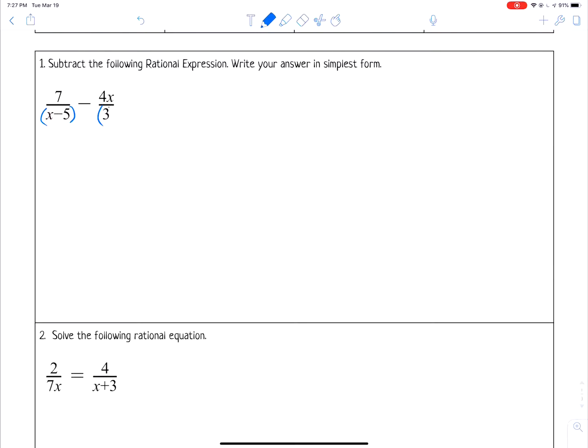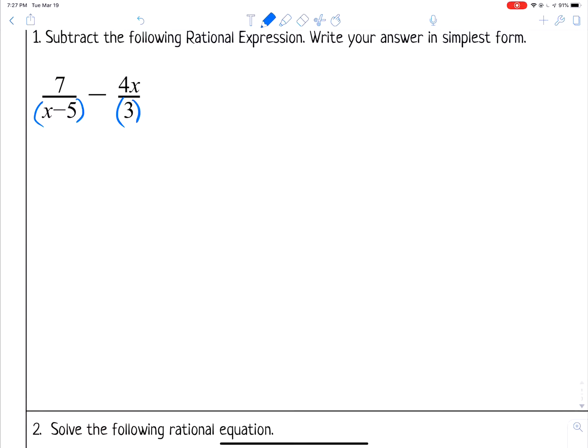So the least common denominator needs to include what is already there. We can't ever get rid of anything that's already in our denominator. So the least common denominator would be 3 and x minus 5. So I'm going to write those down and then make each one of my original fractions have that denominator. So I need to multiply the first fraction by 3.